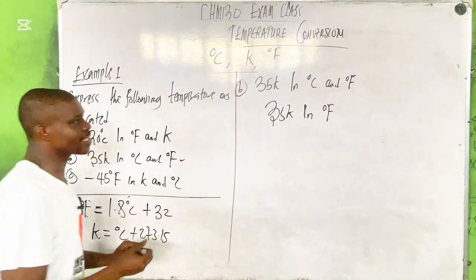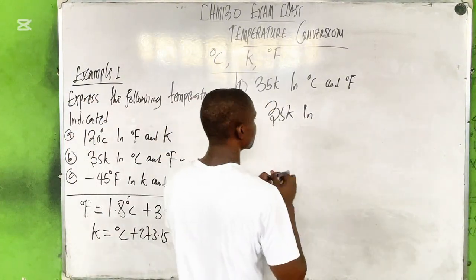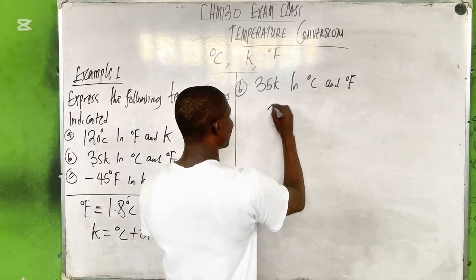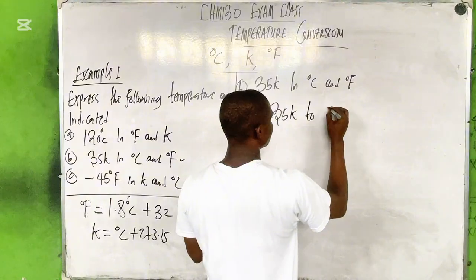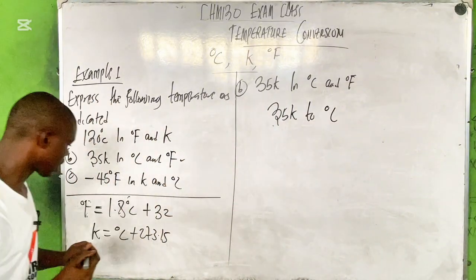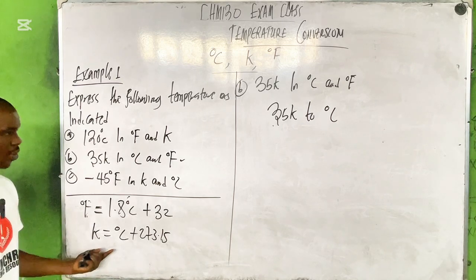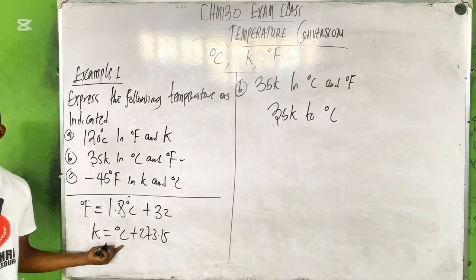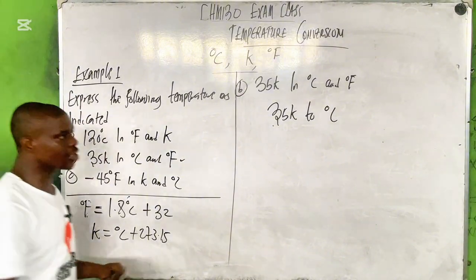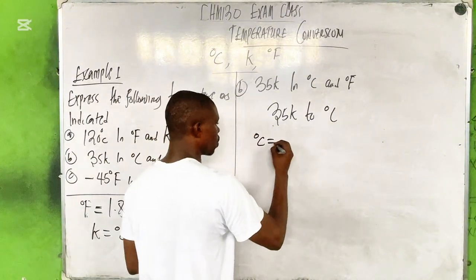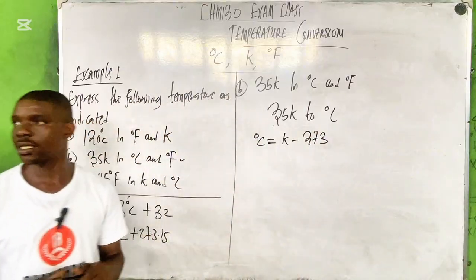So then, we have to convert the first one here. You have to move 35 Kelvin to Celsius, right? So which formula are we going to use here? This guy is subject to the formula, right? So that's going to be degree centigrade equals Kelvin minus 273, right?